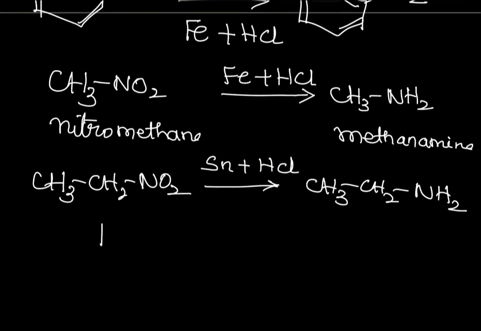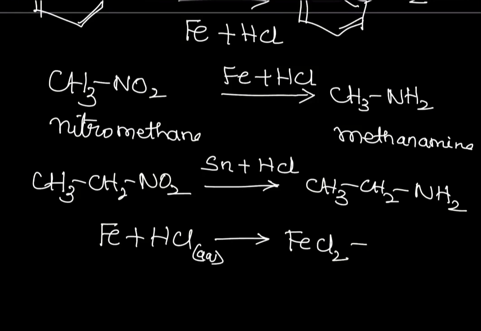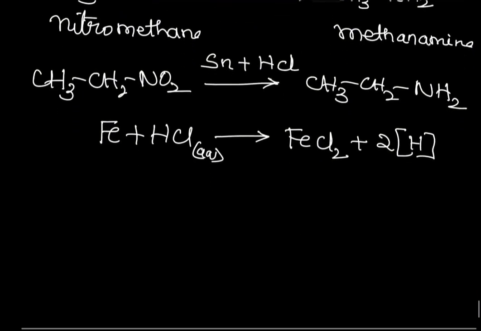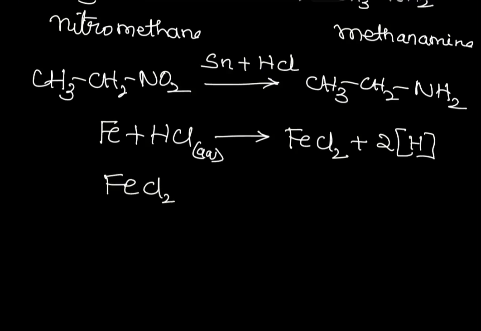Here they say iron powder plus hydrochloric acid aqueous solution is a better method. The reason is that when iron reacts with hydrochloric acid, you will get ferrous chloride, FeCl2, plus hydrogen. The hydrogen is produced in the form of nascent hydrogen, and quickly the nitro group is reduced. Why do they say this is the better reagent? Because this FeCl2 undergoes hydrolysis.